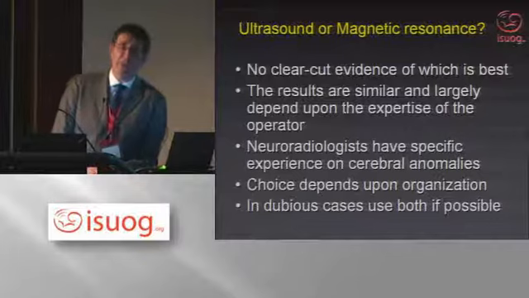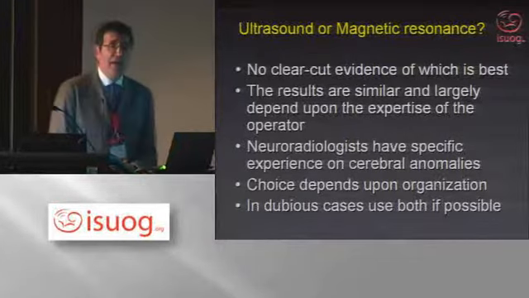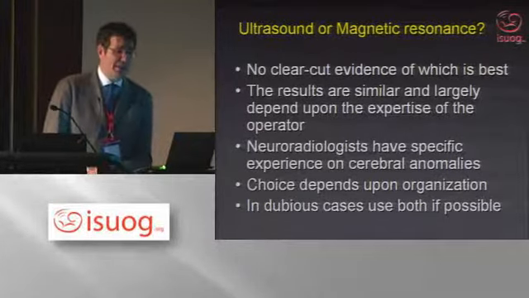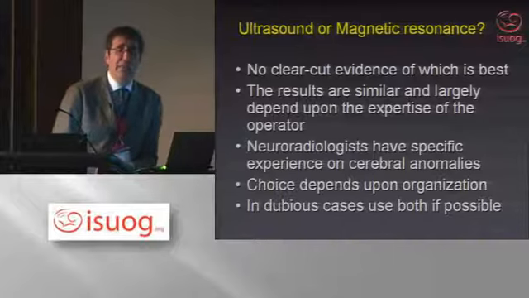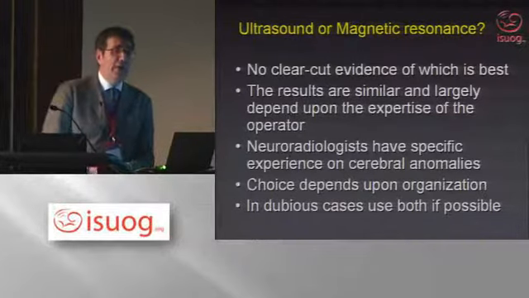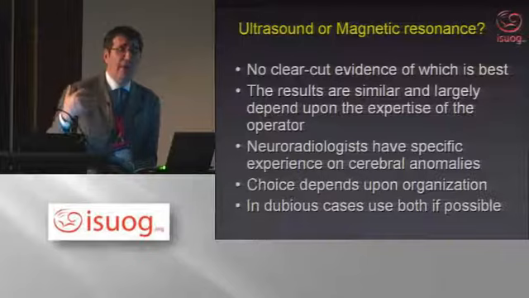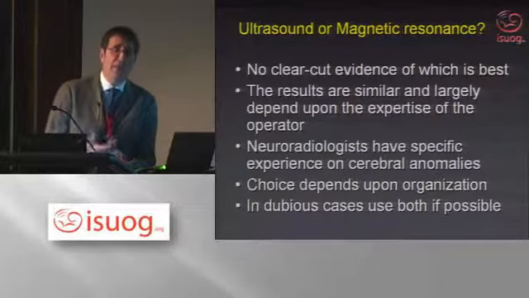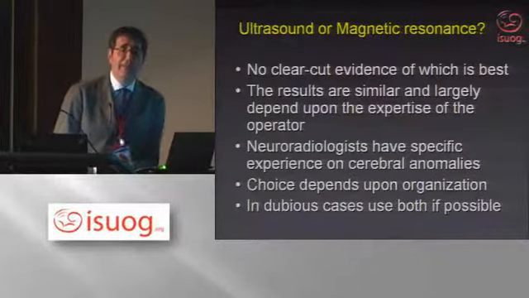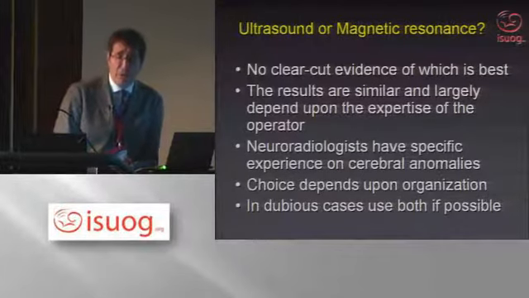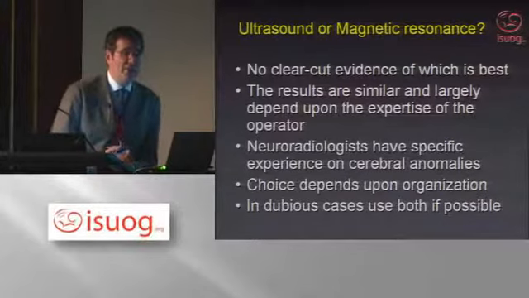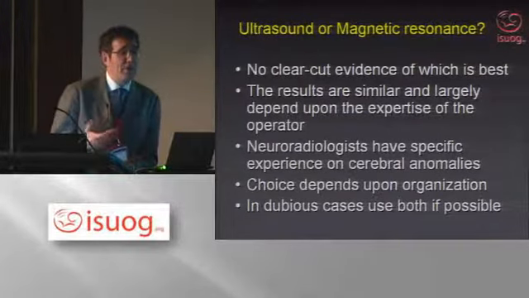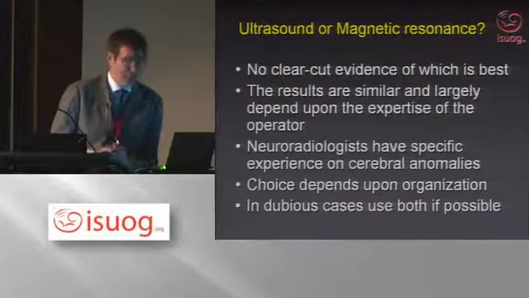Ultrasound or magnetic resonance? Well, there is a debate about that. There is no clear-cut evidence of which is the best technique. The results given by these techniques are very similar, and they largely depend upon the expertise of the operator. So it depends a lot on the organization. Of course, neuroradiologists have specific experience on cerebral anomalies, and that is very valuable. But if you are sending a patient to a place where they do magnetic resonance for the spine or for the knees, well, you cannot expect, in reality, an expert opinion.